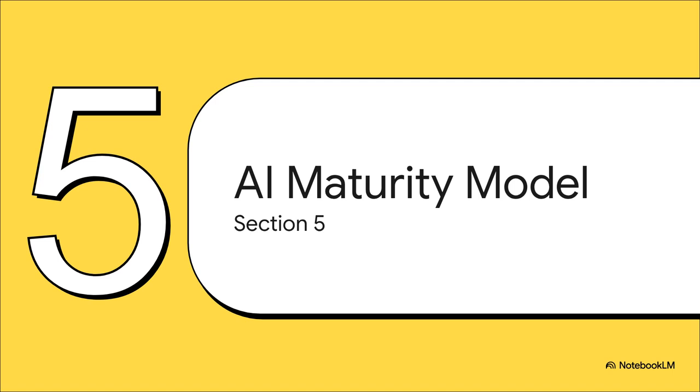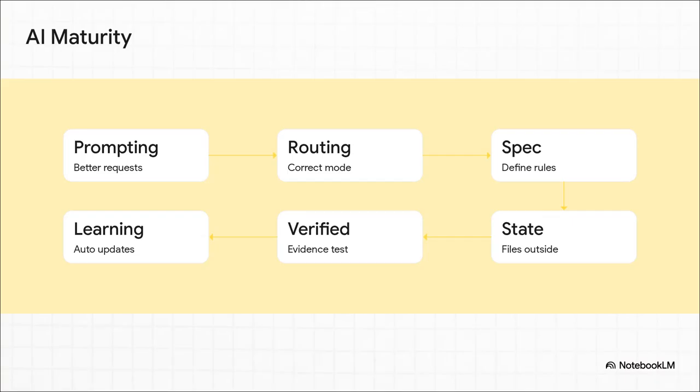All right, section 5, the AI maturity model. Let's see how adopting these practices completely transforms how you operate. The source material outlines 6 distinct stages of AI maturity. Look, most people are stuck way down at stage 1, just trying to write better prompts. But as you adopt this workflow, you evolve. You learn routing, knowing when to choose chat versus Codex. You master task specification. You start externalizing your state into files. You demand verified execution, and ultimately you reach stage 6, where you're building fully automated learning systems where failures automatically update your governance rule.